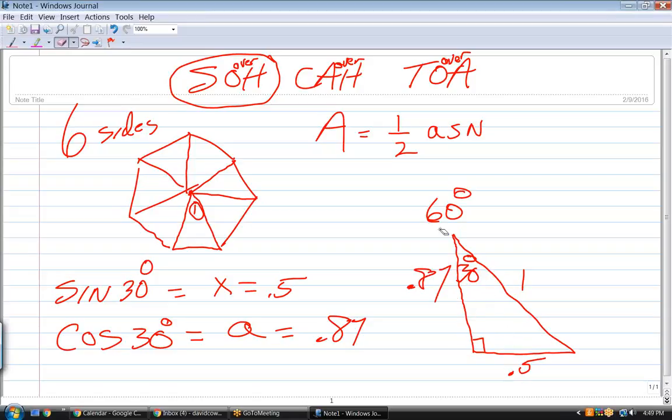So we've solved for the two things that we always have to solve for in these problems. Now, the apothem is what? The apothem is 0.87. Side length is what? Side length is 1. And the number of sides? Is 6. So you just have to do that multiplication to come up with the answer.